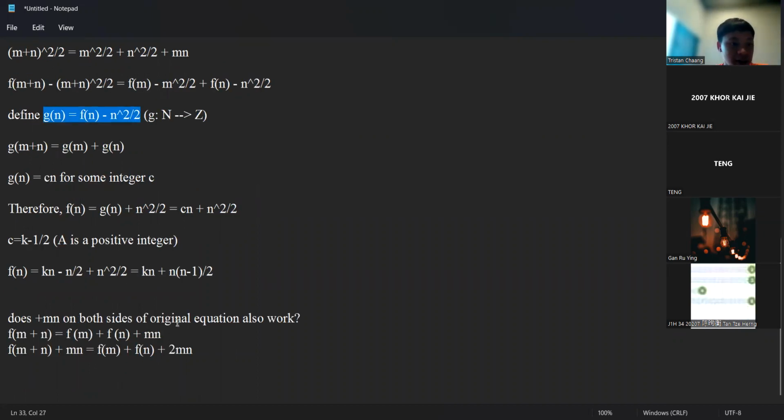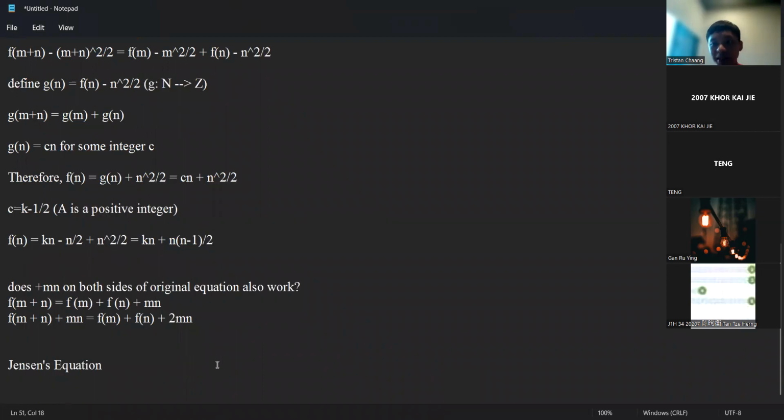Okay, so let's try the next one. The next one is a fun one. It's called Jensen's equation. Let me see it. Here I'll just require you to find the rational version. The real version is the same thing. You can generalize it if you want. You can find conditions where you can say it's equal to cx or whatever.